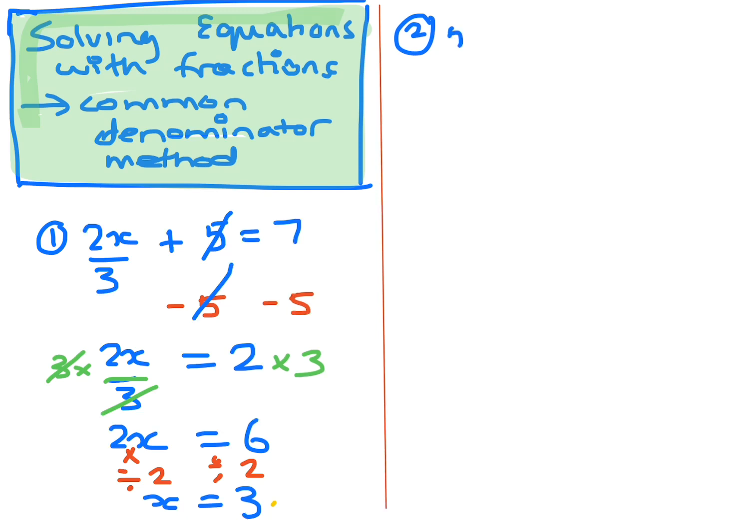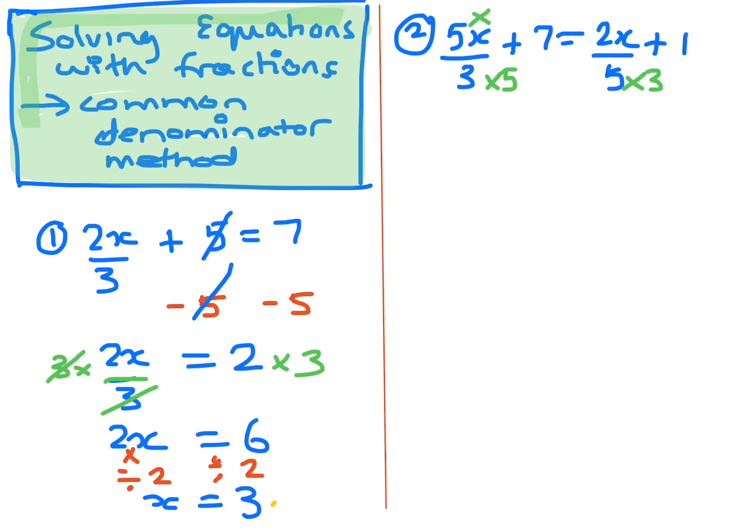Okay, but what would happen if you had two different denominators? Let's say you have 2x on 5 plus 1. And I better make that an equal sign, otherwise we're not going to have an equation. So if you look at this here, you could find a common denominator. If you look at the 3 and the 5, 3 and 5 both go into 15. 3 times 5 is 15, and 5 times 3 is 15.